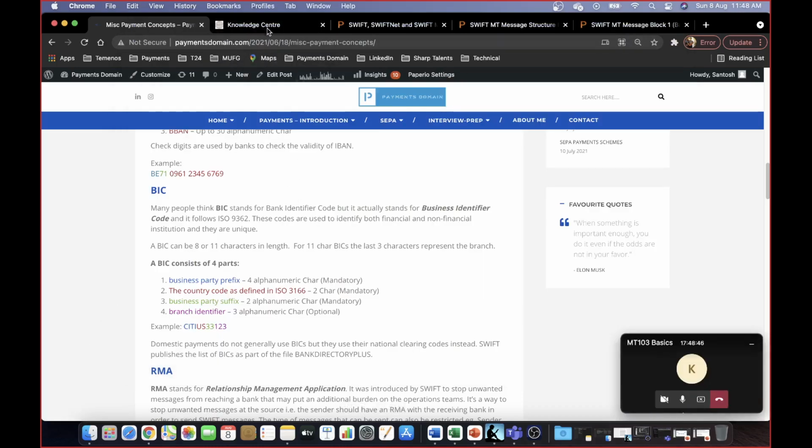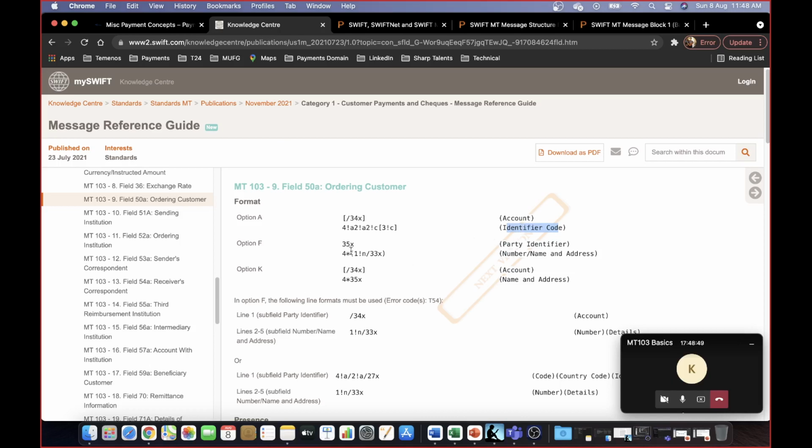Okay, so going back to option F, the first line can have 35 characters, which is the party identifier, which can be an account number or identifies the ordering party in whichever way possible. Then you can have 4 lines of a number followed by a slash and 33 characters. So totally 35 characters are allowed. One is occupied by the number, the second character is occupied by the slash, and the rest you can have 33 characters.